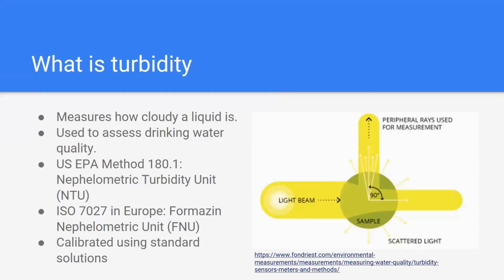The way it's measured is that a light beam is cast on the sample, and the light intensity at 90 degrees with respect to the light beam is measured. So the idea is as the sample gets more cloudy, then more light will be scattered. And as a result, the light intensity at 90 degrees with respect to the light beam will increase.